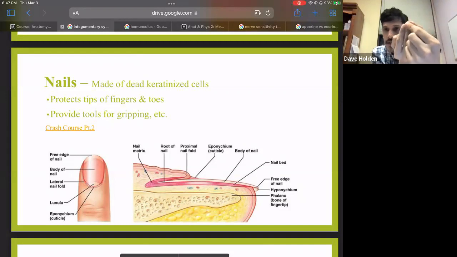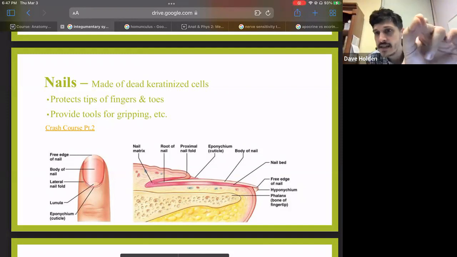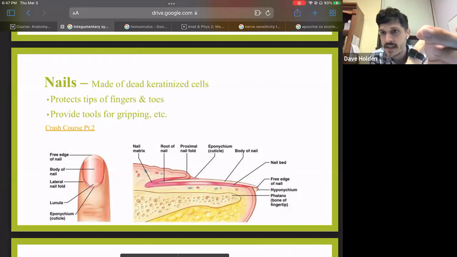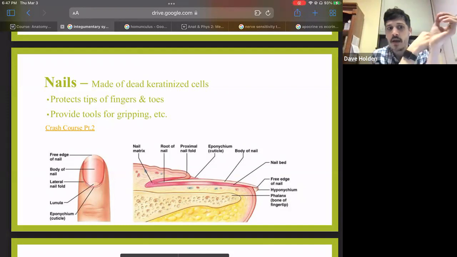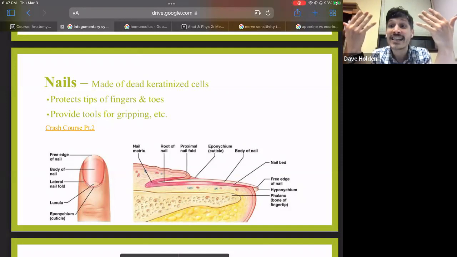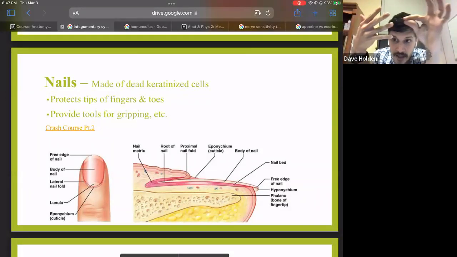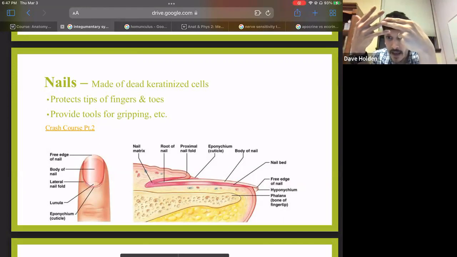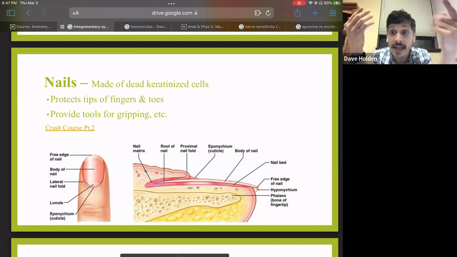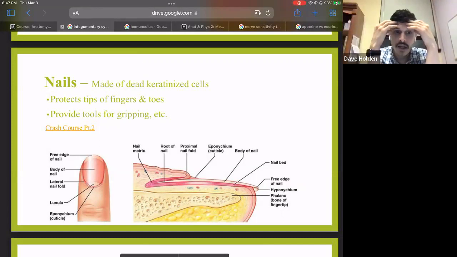Then you get to the end, and now you have what is known as the free edge. The free edge is the nail that you're scratching with. It's the white bit at the tip. When you think about a French manicure, that's what you're accentuating. You've got the pink base of the French manicure and then the white tip. That white tip, that's the free edge. The nail matrix is under there as well. That's the part that's actively growing new nail.